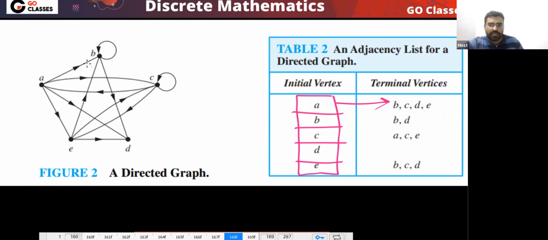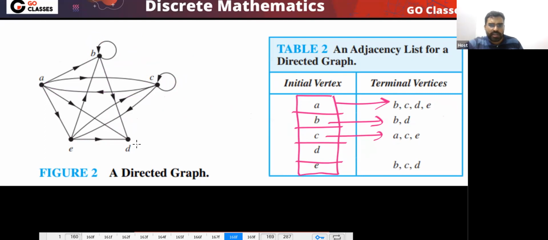B is adjacent to B. You can notice because of this self loop, B is adjacent to B. B is adjacent to D. And you can notice C is adjacent to C because of the self loop. C is adjacent to E, and C is adjacent to A.